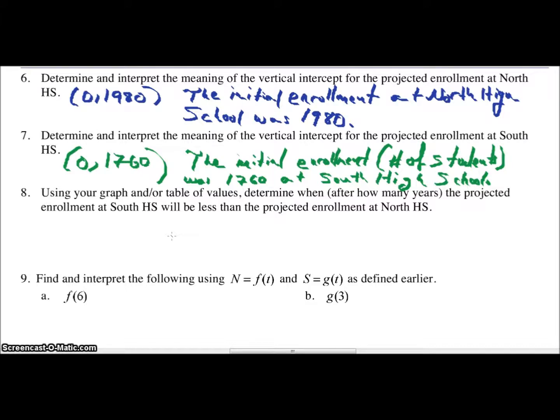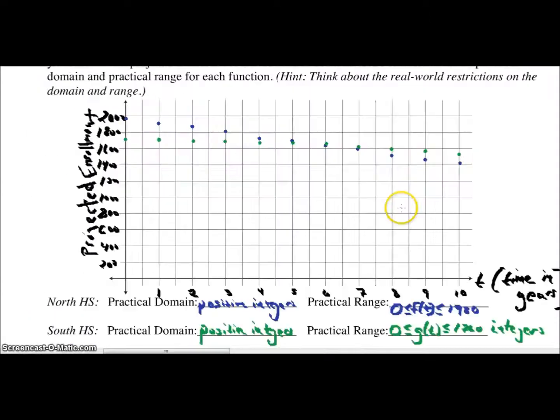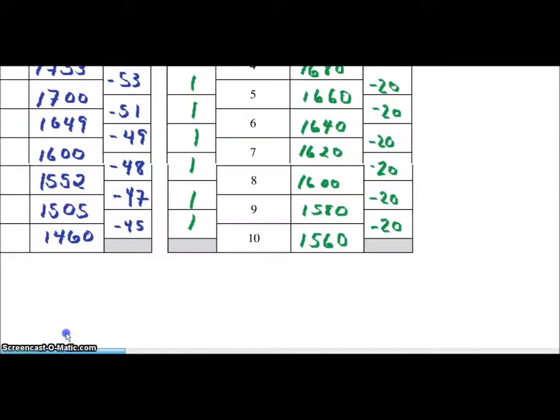Number 8, using your graph and/or table of values, determine when, that is, after how many years, the projected enrollment at South High School will be less than the projected enrollment at North High School. So we see that the change is coming right about here. They switch. On my graph, that looks about year 6. My graph might not be perfect. Let's go to the table of values.